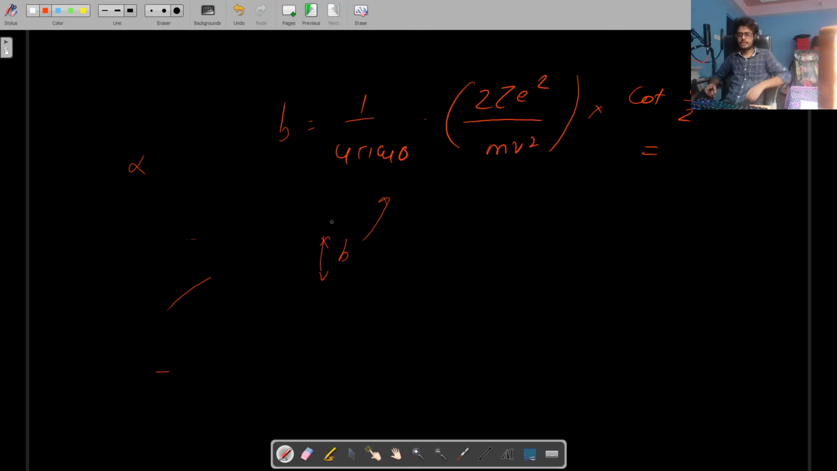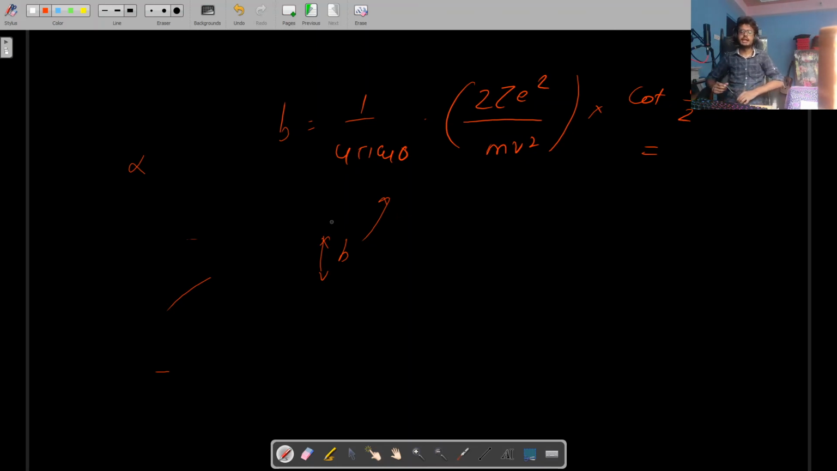Not that important, but if you are interested in this kind of study, if you are interested in modern physics, this formula is also very important, and its derivation is also important. It is not included in your syllabus, so we'll not be doing that. So you need to know about this. This is the impact parameter.